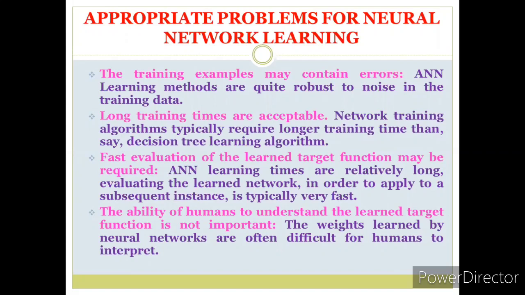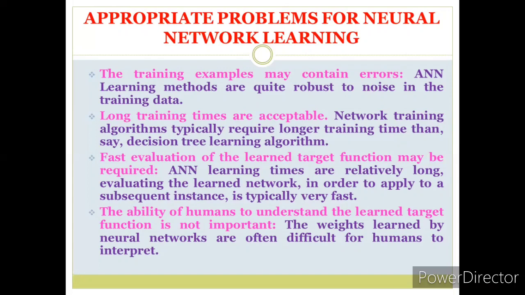A network training algorithm typically requires longer training time than, say, a decision tree algorithm. Another one is that fast evaluation of the learned target function may be required. So automatic learning and fast evaluation are most important, as we can see in ALVINN vehicle travel and automatic vehicle movements, which are real-time examples. In ANN, learning times are relatively long, but evaluating the learned network to apply it to a subsequent instance is typically very fast, because sudden decisions have to be taken when we are making a vehicle travel in one direction. So at that time, the ANN network can also be used.